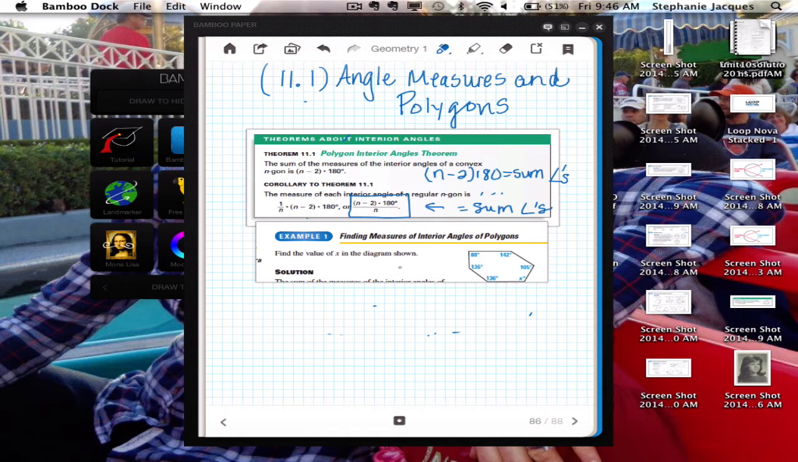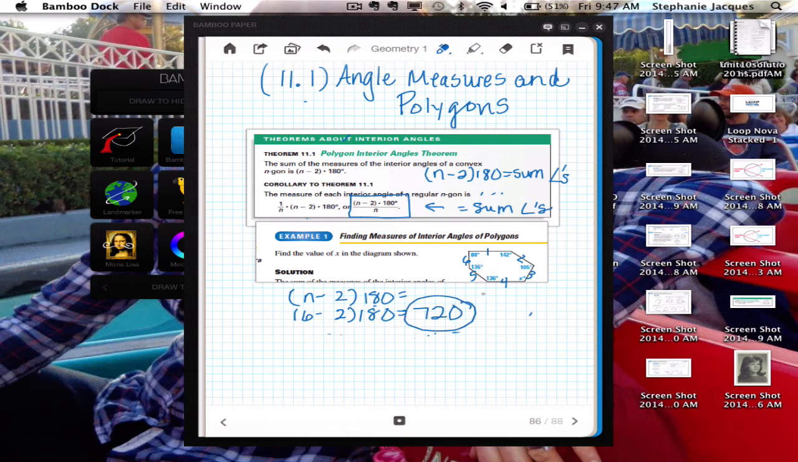Find the value of x in the diagram shown. Looking at this, we know it's not a regular polygon with all sides equal, so we're going to be using this first application. Let's find out how much the sum of the angles should be equal to. You have (n minus 2) times 180. We count our sides: 1, 2, 3, 4, 5, 6. It's six-sided, so we do 6 minus 2 times 180, which gives me 4, and 4 times 180 is 720. So that should be the sum of all my angles.